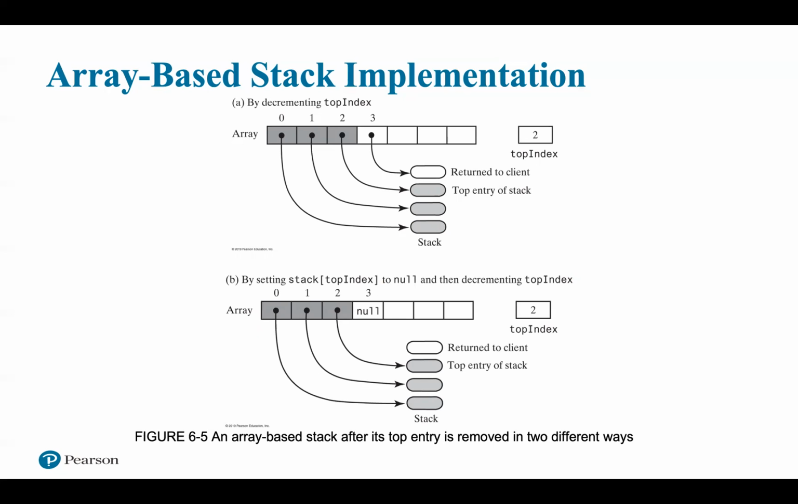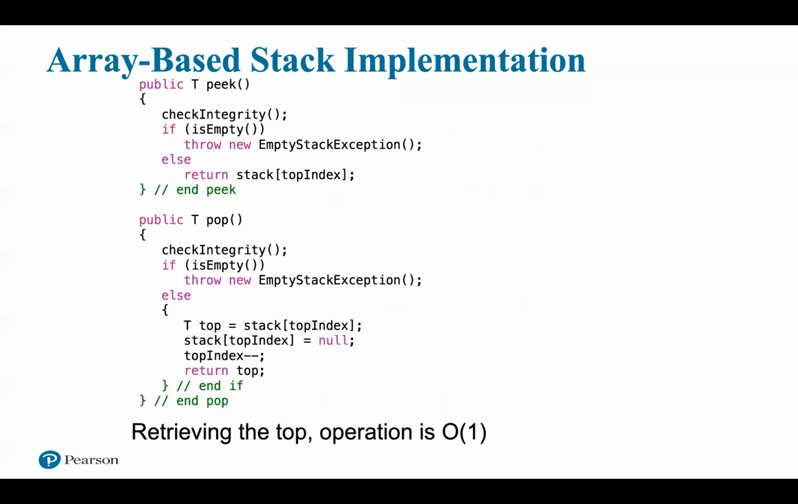For example, given the stack pictured above, peek would return the item that the stack references. However, the object that previously was the top entry and has now been returned to the client would still be referenced by the array. No harm will come from the situation if our information is correct. To be safe, pop can set the stack's top entry to null before decrementing top index. And so figure B illustrates the stack in that case.